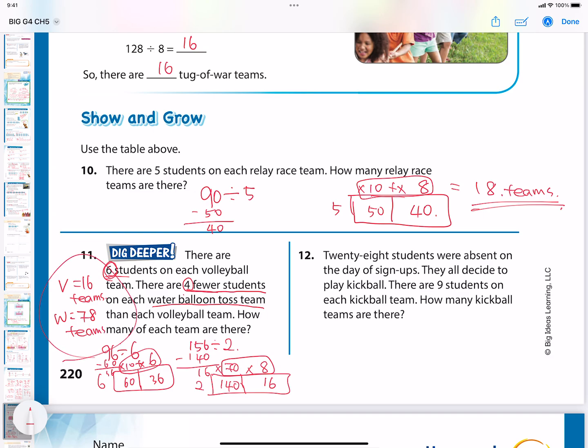This is the answer, guys. Okay, we didn't have enough space. I wish they gave us enough space to work on, right? They always do this. I don't like it. But I don't complain, guys. Let's go ahead. Number 12.